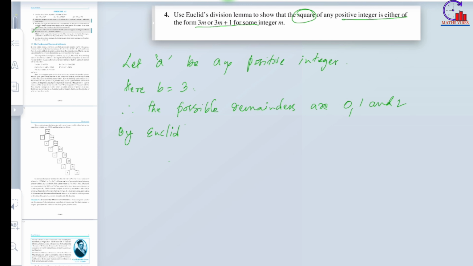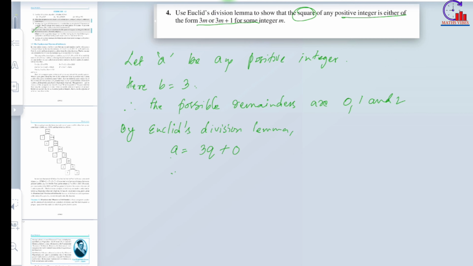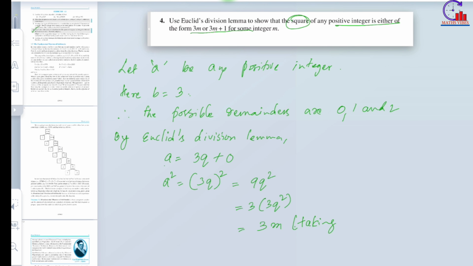So by Euclid's division lemma, we can write a is equal to 3q plus 0. Taking the square on both sides, because we are asked to find the square of the numbers, a square is equal to 9q square. So this is equal to, taking 3 as common, 3 into 3q square. So this is equal to 3 into m. Here I am taking 3q square is equal to m.